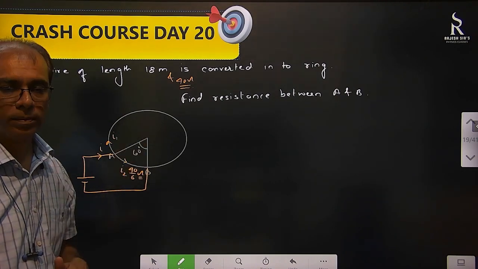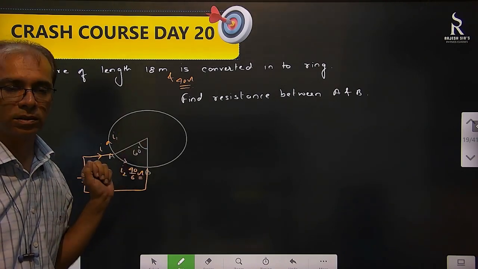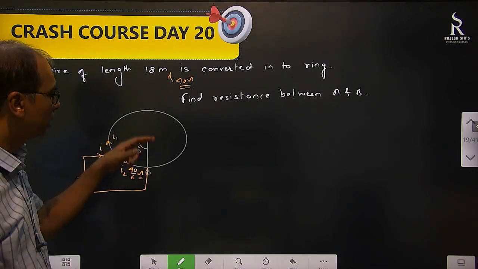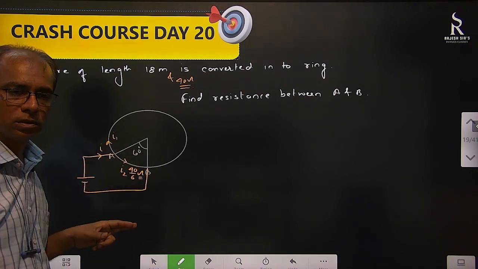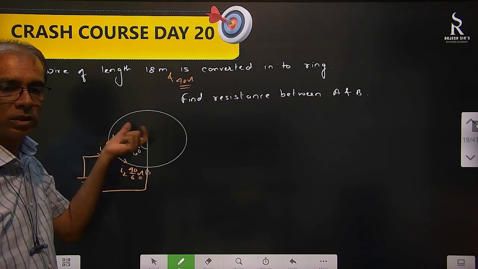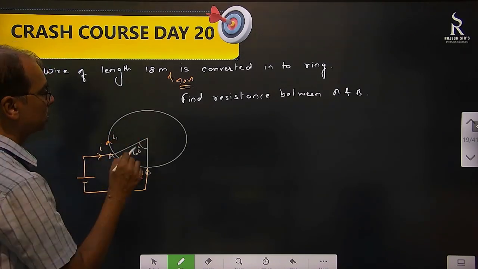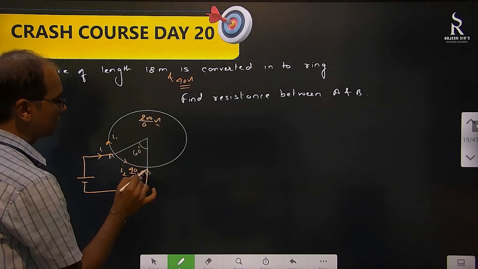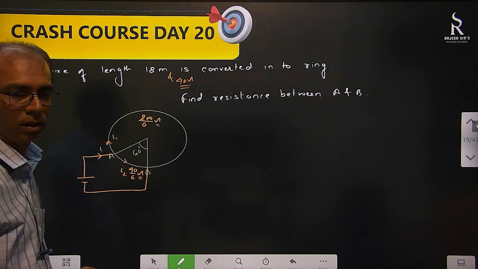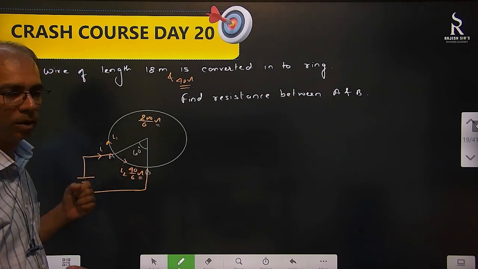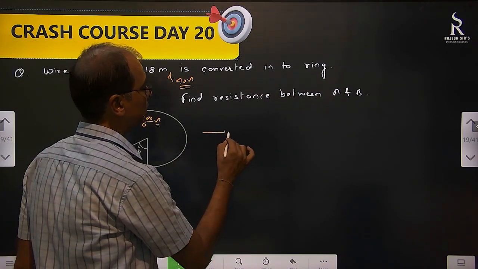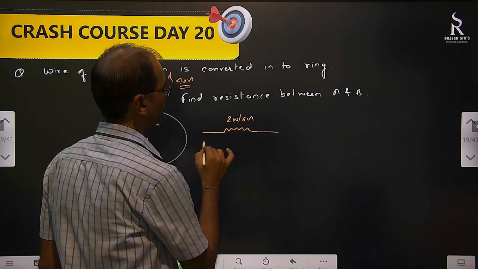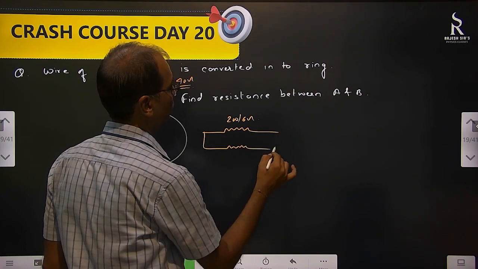So the remaining is 300 degrees. 300 degrees means 5 times of this, because this is 60. So this is 5 times of this. So what is its resistance? 200 by 6 ohm. Now this and this both are connected parallelly because both are connected between two ends, A and B. So one resistance here is 200 by 6 and the other resistance here is 40 by 6.